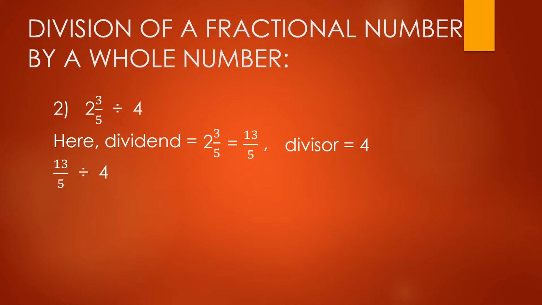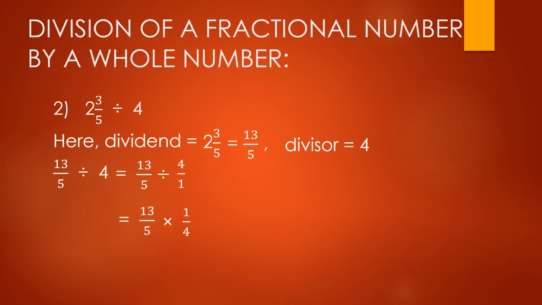Look, 13 upon 5 is a fractional number, so write 13 upon 5 and division sign as it is. And 4 is a whole number, so rewrite the whole number 4 as a fractional number 4 upon 1 because any whole number divided by 1 is the number itself. Again, write 13 upon 5 as it is. Now change the division sign to multiplication sign and multiply by the reciprocal of the divisor which is 1 upon 4. So we have 13 upon 5 multiplied by 1 upon 4.